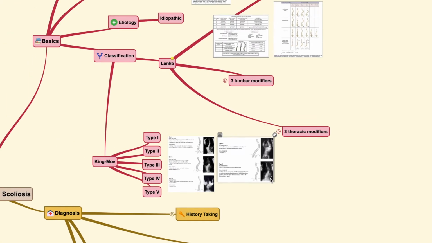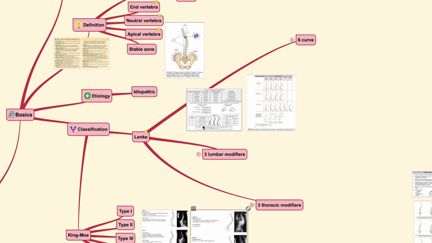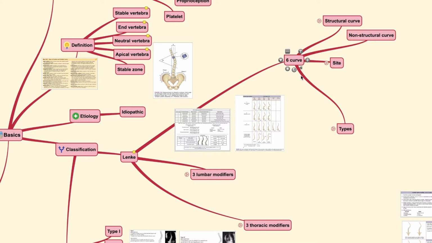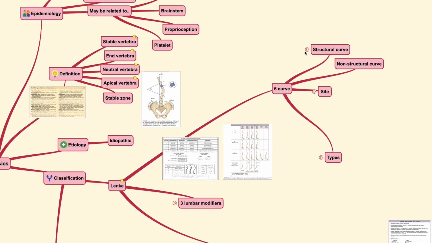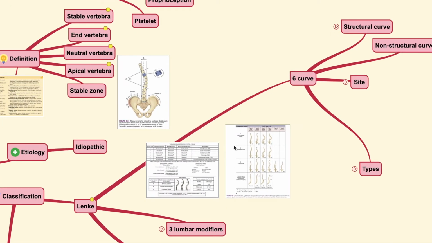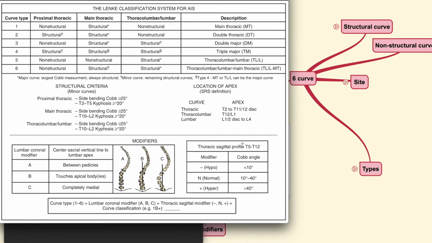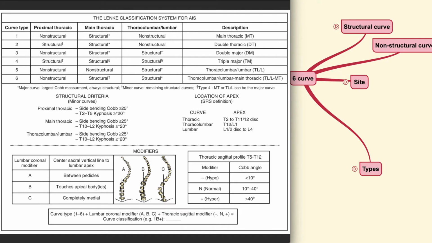Now, the more commonly used classification scheme nowadays is the Lenke classification, and you can divide it into 6 types of curve, and you need to get yourself familiar with these basic terms. I'm going to show you this table here, the classification scheme, and you could see here that the curve can be divided into 6 types. We call it the 6 curve types of the Lenke classification system.